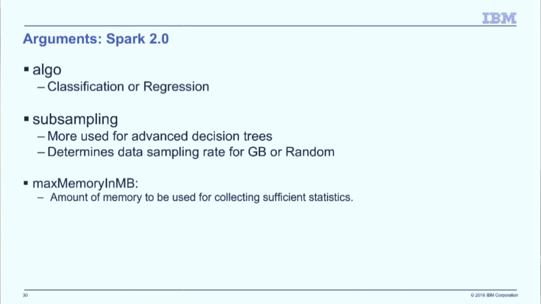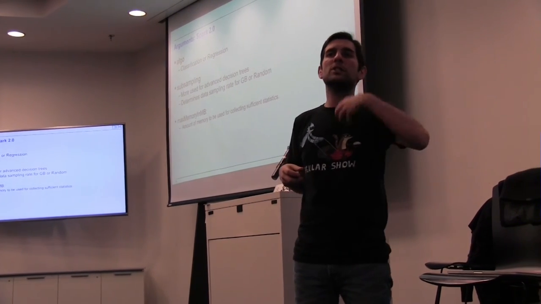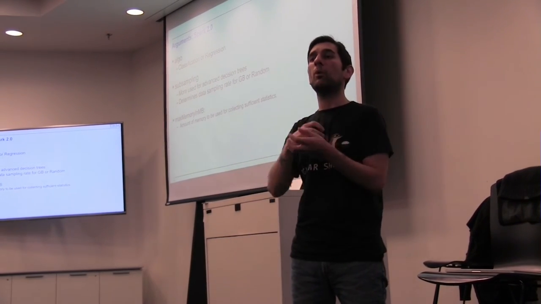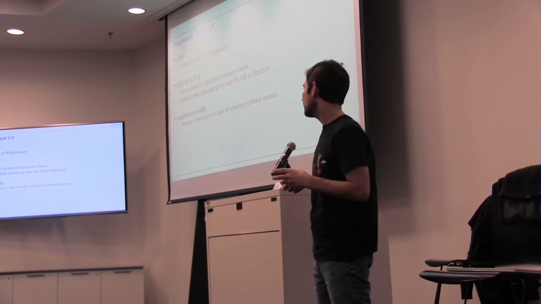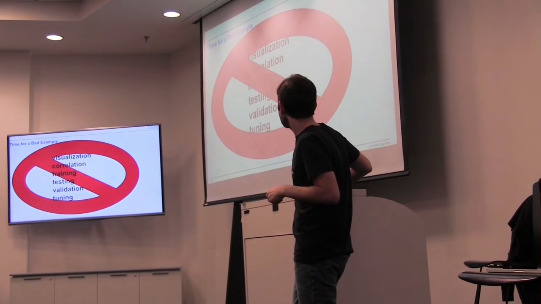There's also subsampling, which is used for more advanced decision trees, and what we talked about, so in boosted or random forests. So in those algorithms, you end up sampling your tree. You end up not using all of the data. So in that case, you can set the rate. And then there's a max memory in database. This just controls your memory usage and what statistics you persist when you do subsequent splits. And those are some other arguments you can make.